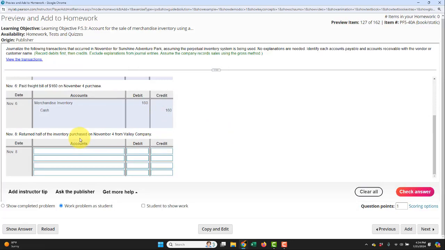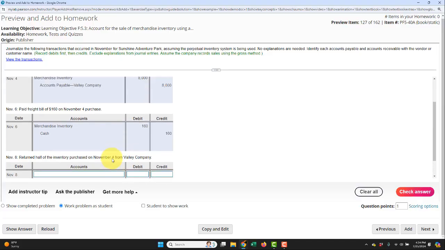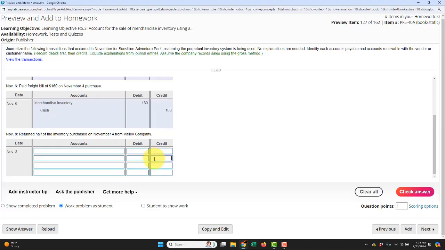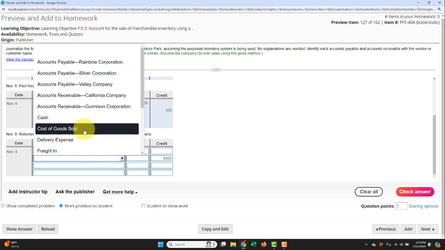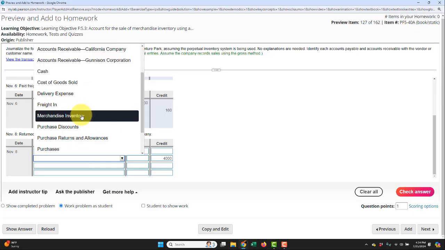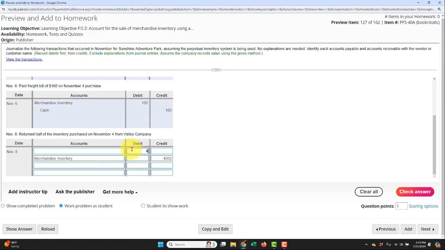Okay, so now it's saying that we're returning half of this inventory that we purchased. So what's going to happen is, of course, since we're no longer going to have that inventory, we're going to have to decrease our merchandise inventory balance by half the amount. So that's basically 4,000. And we know that we're going to have a $4,000 debit.